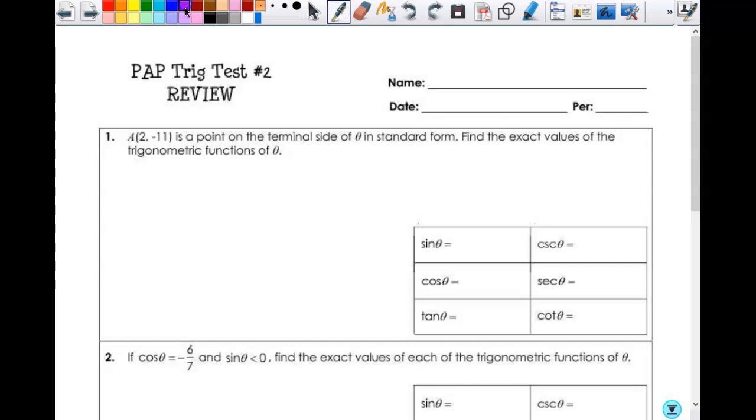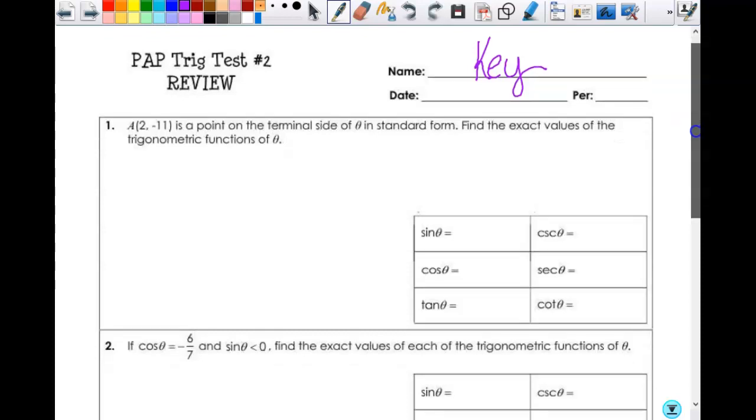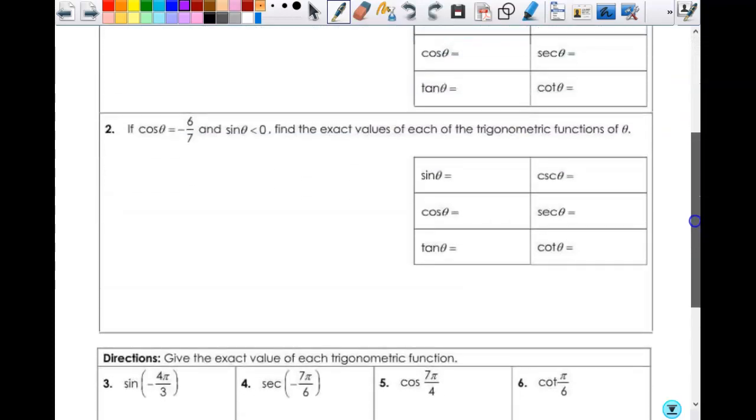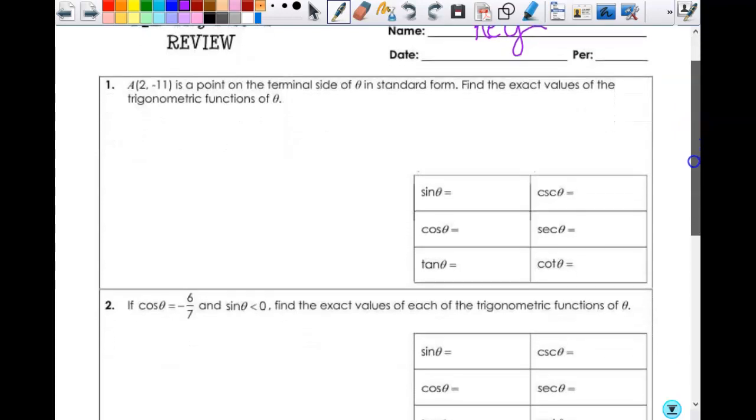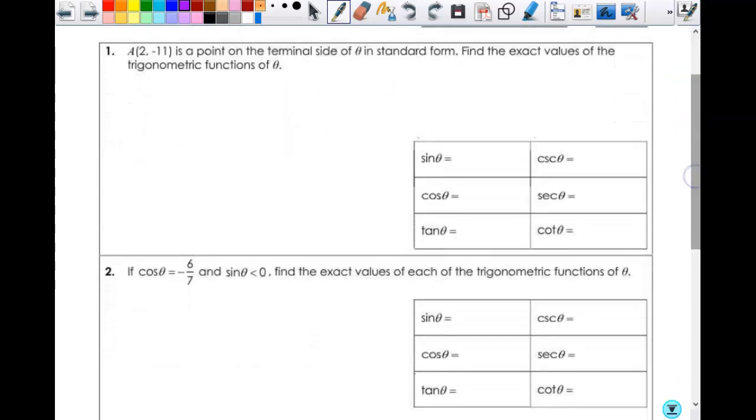This is the key to your review for trig test number 2. And just to clarify, because it doesn't really say this on here, the test will be half non-calculator and half calculator. So basically the front of this review is what you're expected to be able to do without a calculator, and then the back you would have with a calculator.